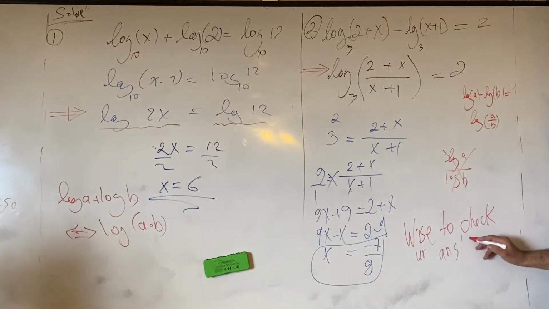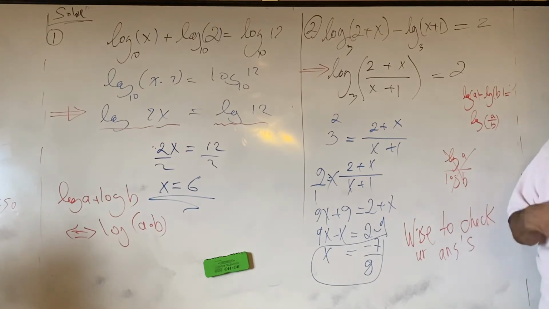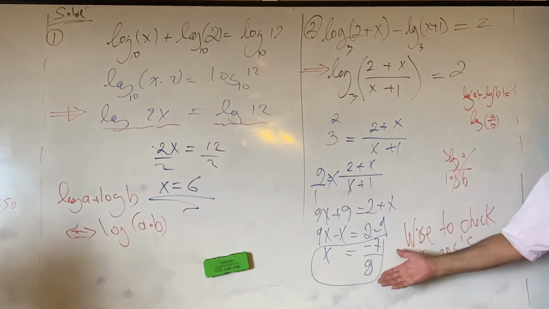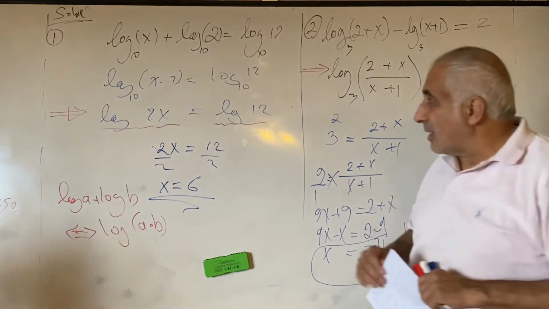How? Just substitute them. Sometimes it works, sometimes it doesn't work. Sometimes you may have 2 answers here. One of them maybe have to be dropped. One of them has to be accepted. Sometimes both are not good. Sometimes both are good. I don't know. Your job is to double check. Let's put another 2 examples.